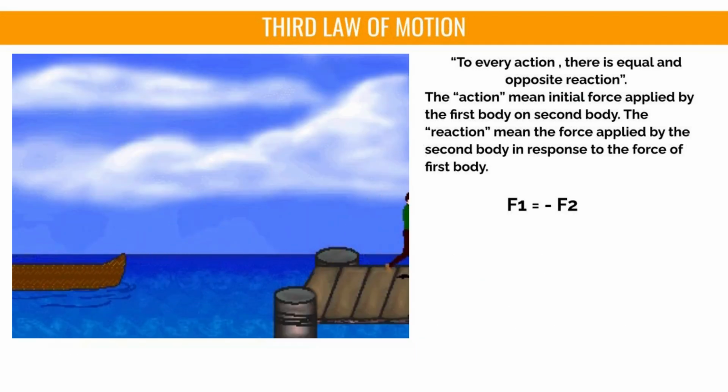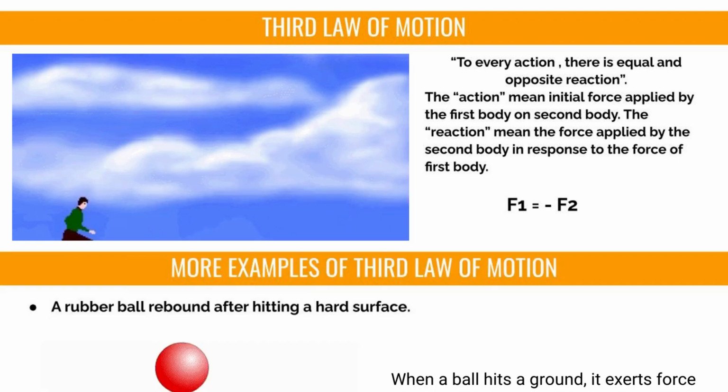Newton's third law states, for every action, there is an equal and opposite reaction. The action means the initial force applied by the first body on the second body. The reaction means the force applied by the second body in response to the force of the first body. Remember, the action force direction is always opposite to the reaction force direction. If we assume F1 is the action force and F2 is the reaction force, they will be equal to each other but opposite in direction. In a nutshell, they are a balanced pair of forces.